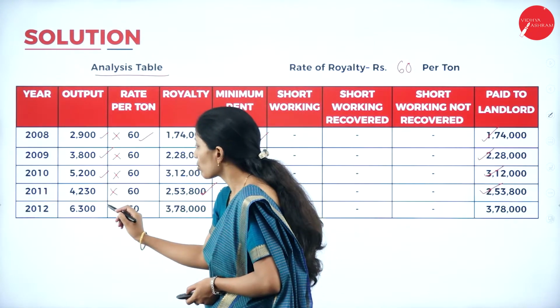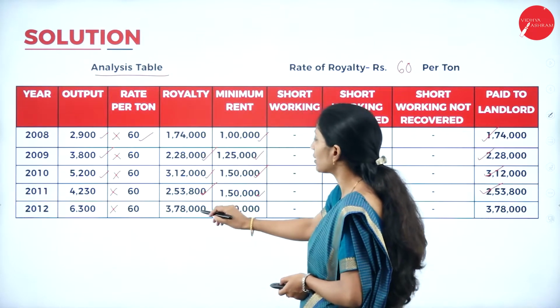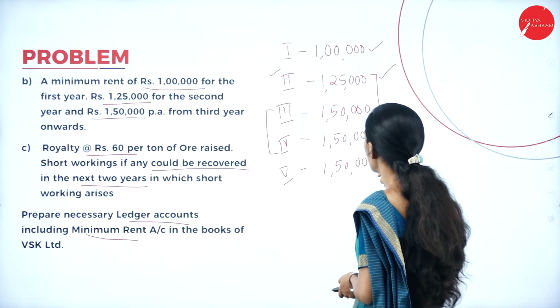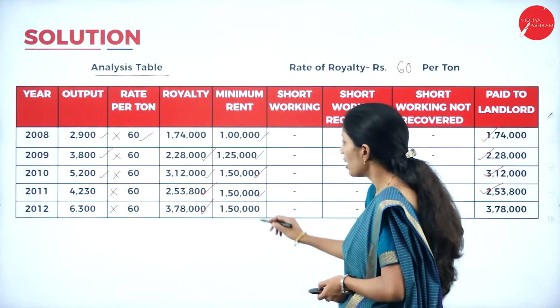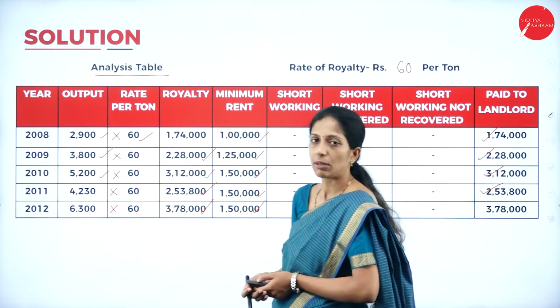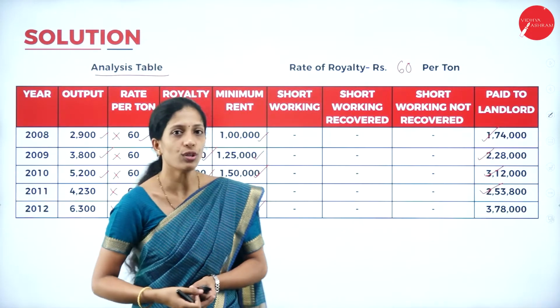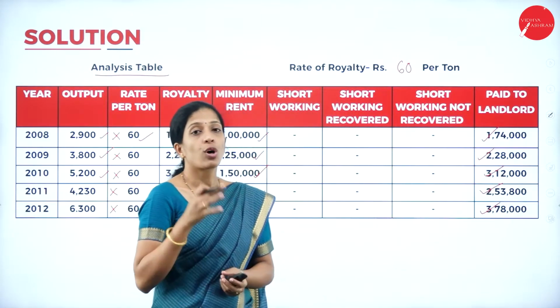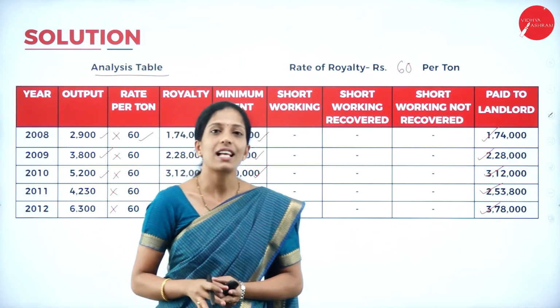So 6,300 into 60, you will get 3,78,000. But what is the minimum rent? Minimum rent is 1,50,000. So here also royalty is greater than minimum rent. So royalty is payable to landlord, that is 3,78,000. So hope you are clear with the royalty analysis table.